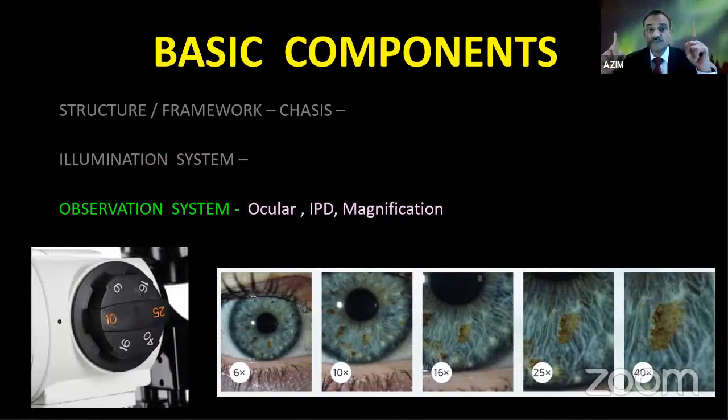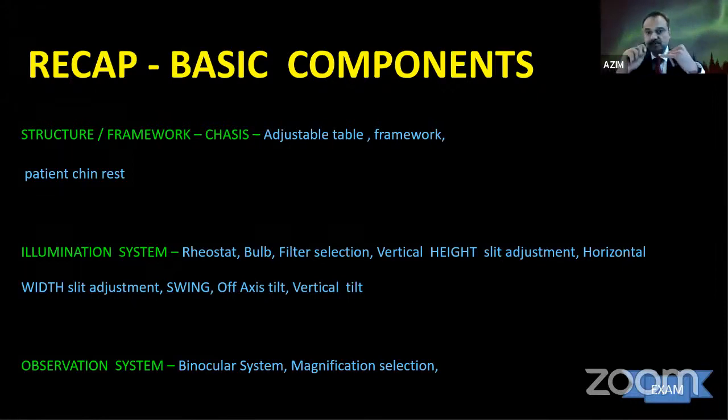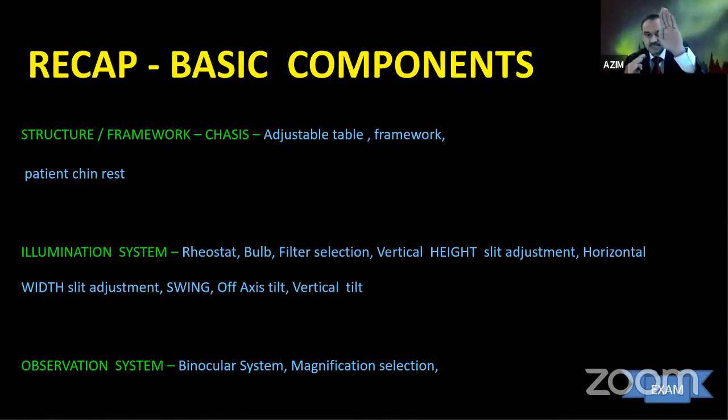So let's recap what we have learned. We have learned it has structure, illumination, observation. Structure has an objective frame, the framework, and the chin rest. Remember the alignment part. Illumination has the light, the rheostat, the different filters, vertical height, horizontal height, oblique height, tilting. And the observation system has a binocular system; remember you should make it 0, 0, align the interpupillary distance, and get the magnification to the minimum before you start, so you get a broader perspective.